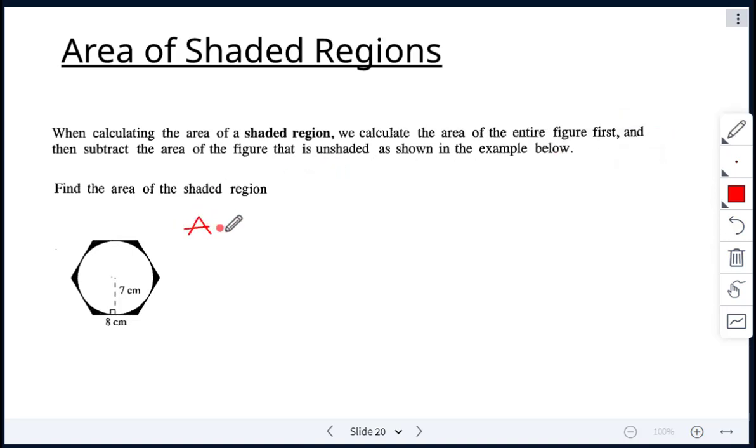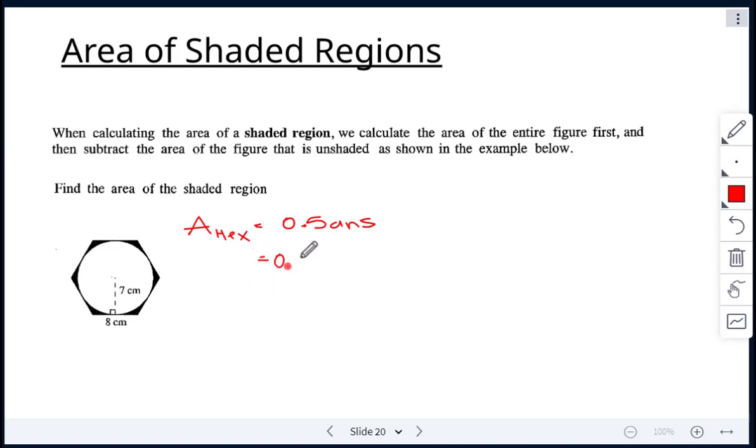So for that, the area of the hexagon equals 0.5 a n s. A represents the apothem, which is this dashed line here. And then n is the number of sides, so it would be 6 because it's a hexagon. And then the side length is the s, which is 8. All of it gets multiplied together.